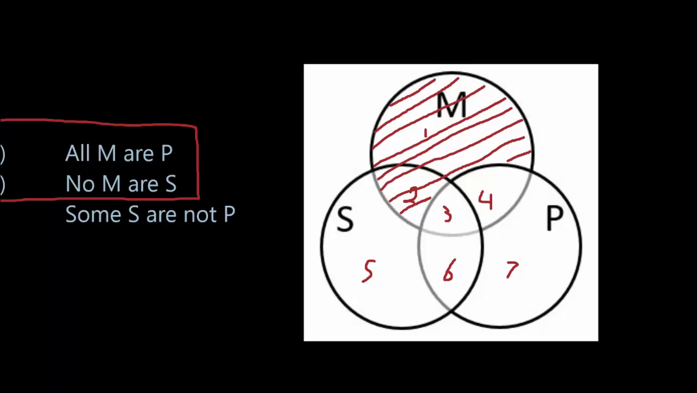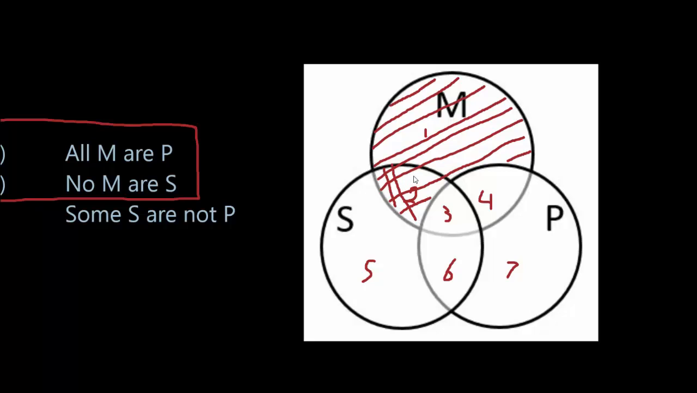Now let's look at our second premise, no M are S. We're going to be looking at our M circle and our S circle. And to say that no M are S is to say that 2 and 3, there can't be anything there since that's where M and S overlap. So we need to shade out 2 and 3.